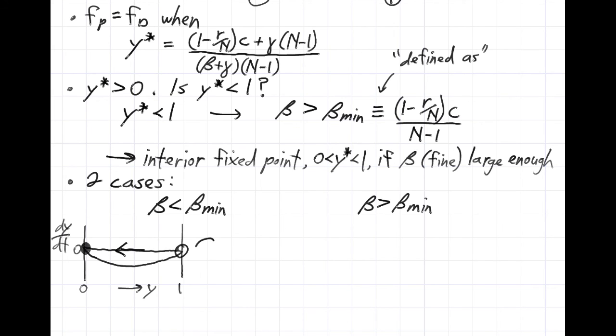So let's draw a graph of that. Population of all defectors and a population of all punishers, and we just have an arrow from punishers to defectors. That's the direction the dynamics would take.